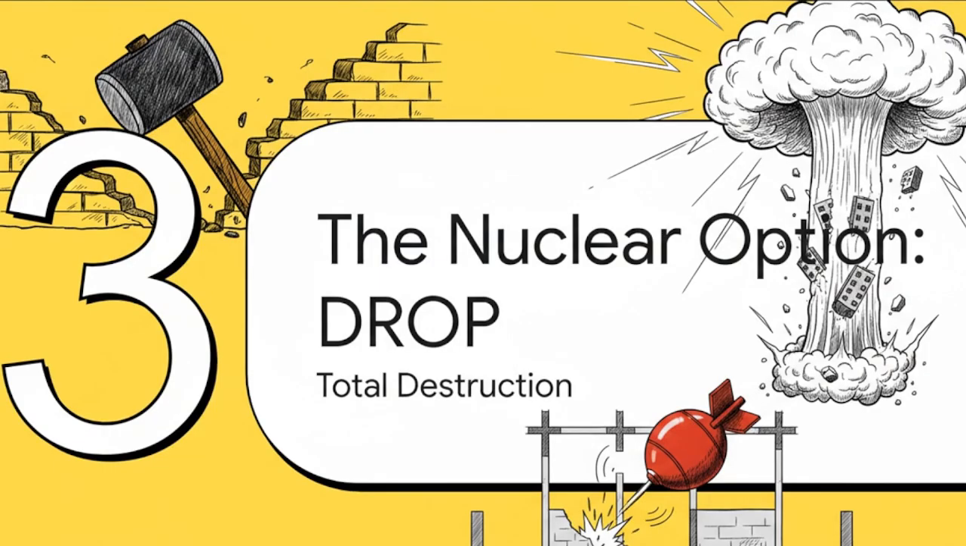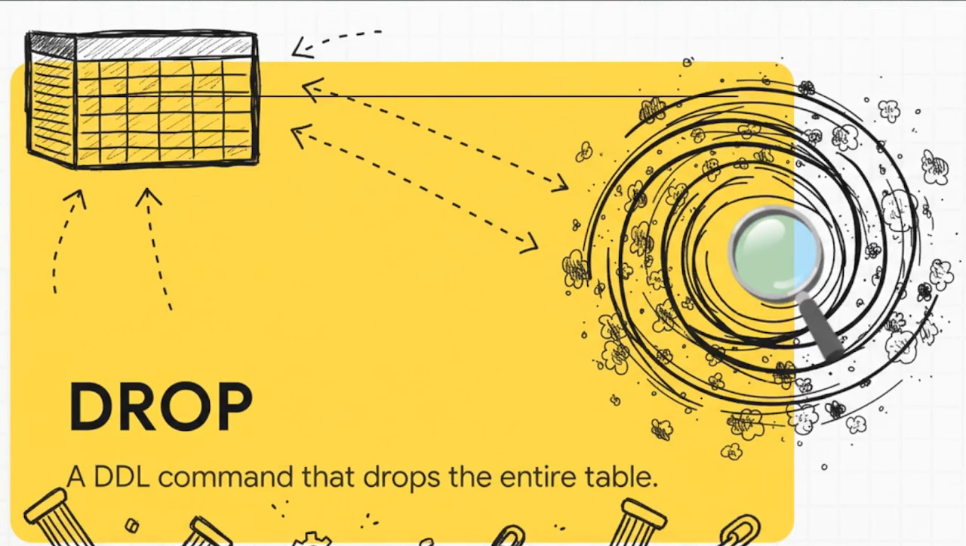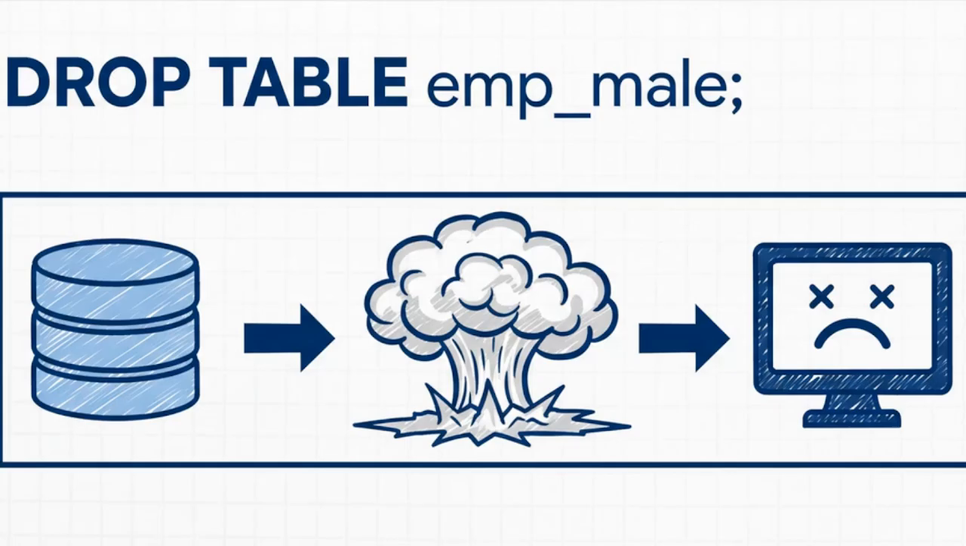Which brings us to our final and by far most destructive tool. If a sledgehammer isn't enough, if you need to level the entire building and the foundation it's on, then you reach for the nuclear option, drop. Just like truncate, this is a DDL command, but it goes one giant, terrifying step further. It doesn't just get rid of the data, it gets rid of the table itself. The columns, the indexes, the permissions, the entire object is just vaporized from the database. The syntax is, well, fittingly simple and final. Drop table emp mail.